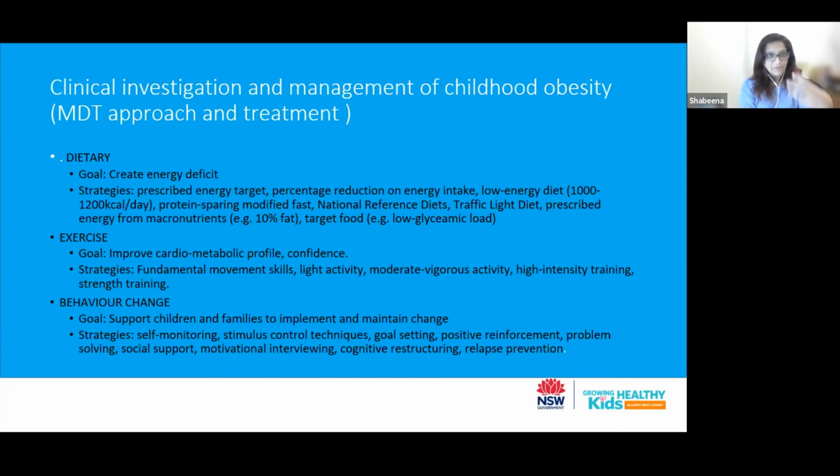We want the family to be interested, because often if you are pushing them too fast, the family is like, oh, no, he can't do it, and they completely stop. So we start slow and then push the family. We just start with simple things like fundamental moving skills, light activity, then moderate to vigorous activity, high intensity training, and strength training. And with this process, our families do often accept this better.